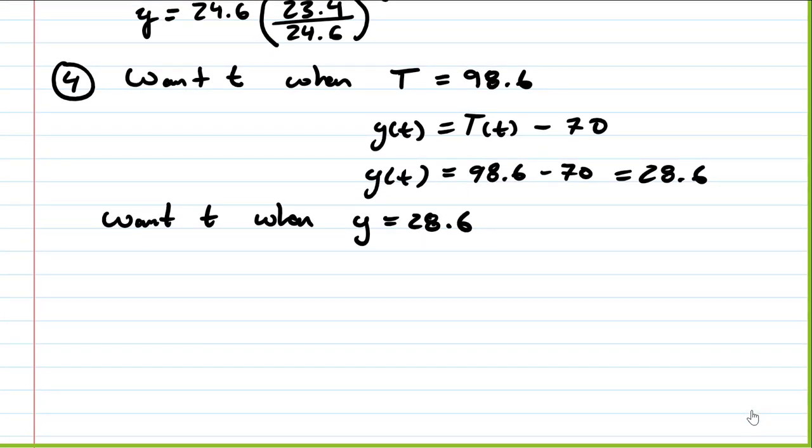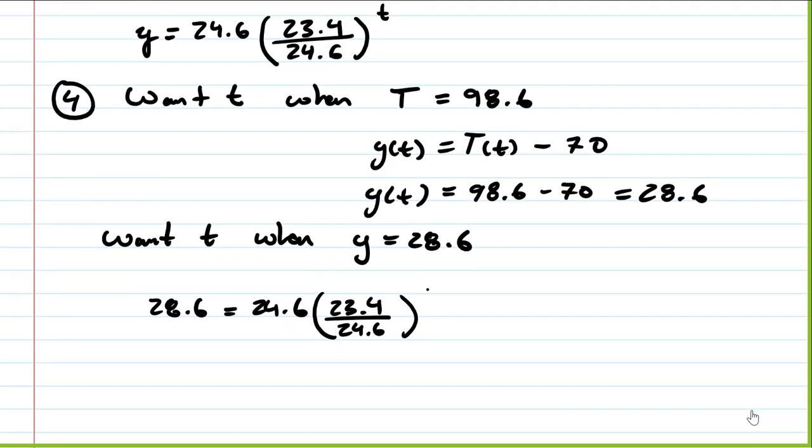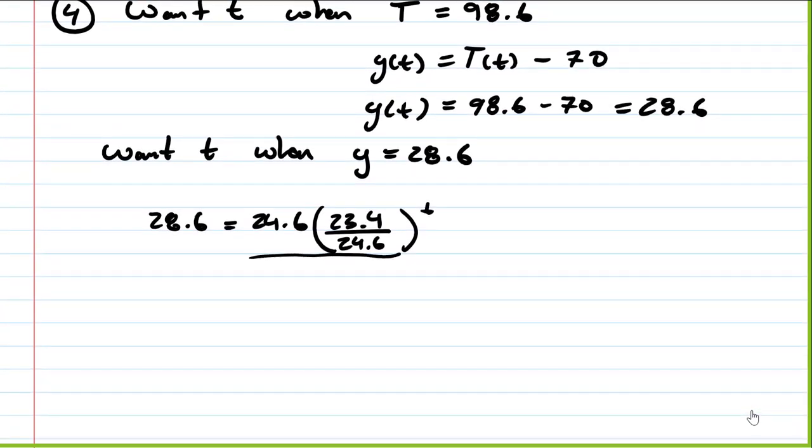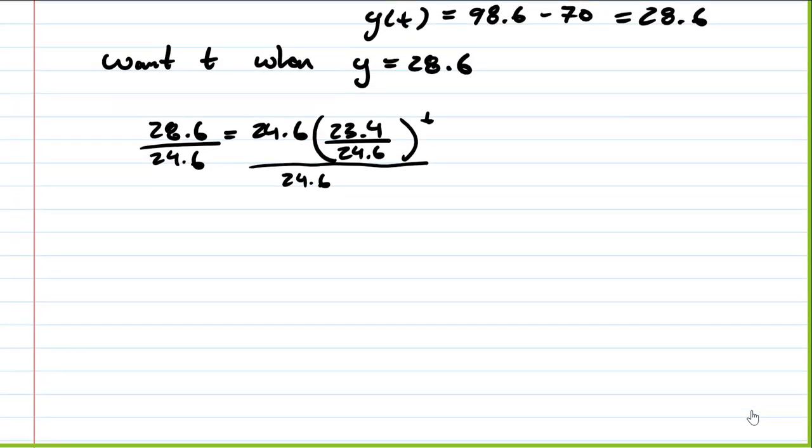So solving for t, we put 28.6 in for y: 28.6 equals 24.6 times 23.4 over 24.6 to the t. We isolate our exponential by dividing by 24.6 on both sides. And we get 28.6 over 24.6 is equal to 23.4 over 24.6 raised to the t.